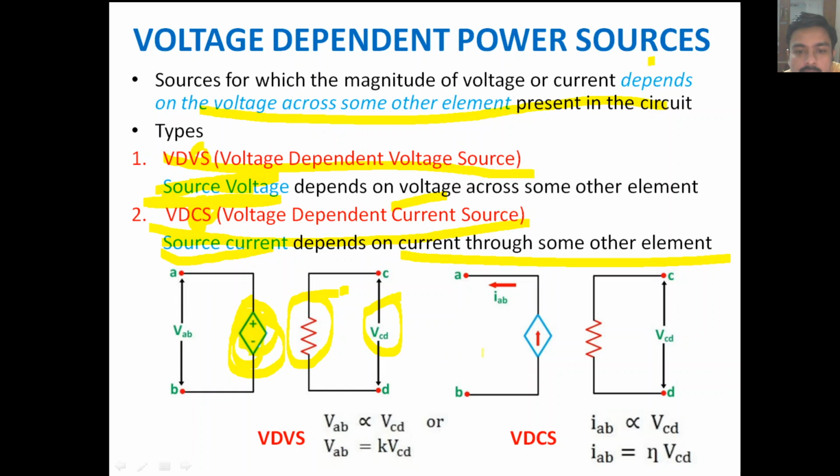So this is how you represent a dependent voltage source. In the same way, in this diagram we have represented a dependent current source. Why? Because in this case the output current IAB is dependent upon VCD. It is still dependent upon the voltage across some other element. So we remove the proportionality sign and choose some number, eta. Here we have chosen eta, here we can choose k.